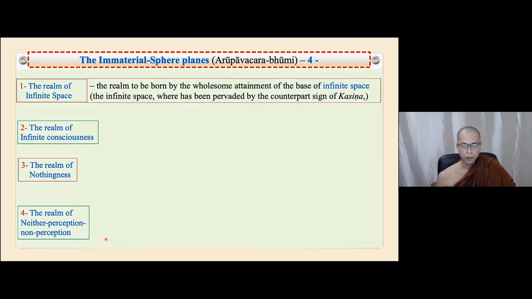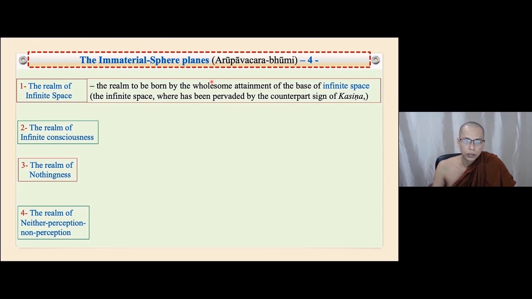Then about the realms of existence, these are due to the wholesome attainment. So the names of the realms also follow the wholesome attainment, so infinite space. Because this first jhana can be attained focusing on the infinite space, that is why the name is given as Akasanancayatana. Akasananca is infinite space. Ayatana is the base. That is why the base of infinite space is the name of the wholesome attainment.